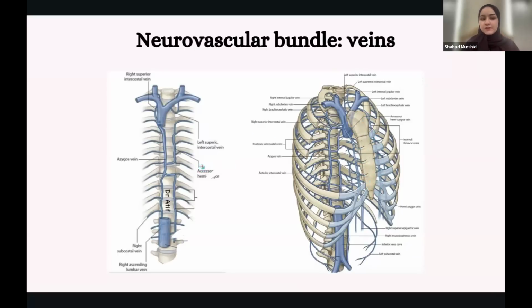And then the posterior ones, definitely you have to identify the azygos and hemiazygos. These are very important. But for the very small details, inshallah, I don't think it should be asked in OSPE, but know what you can from it.